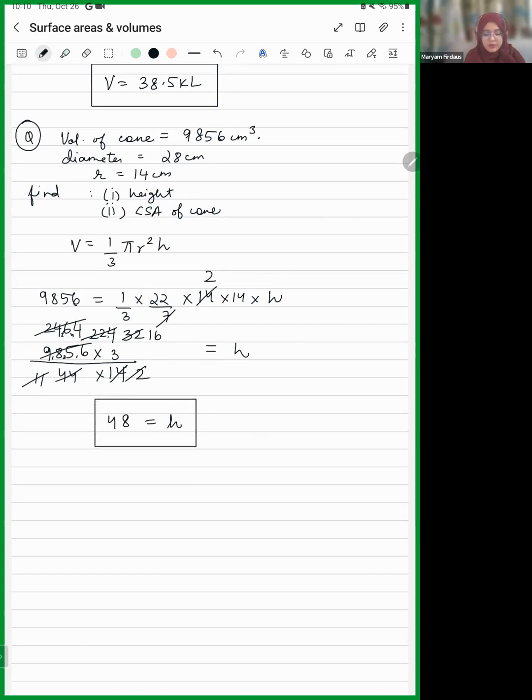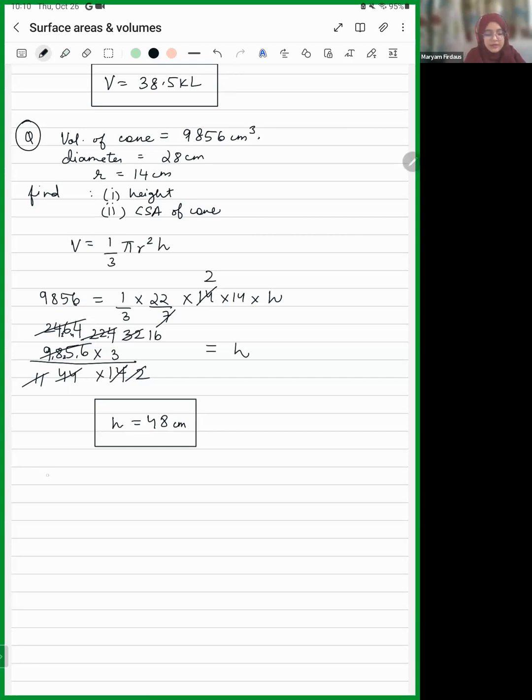Or we can write it the other way. H is equal to 48. 48 what? 48 centimeters. Now we do not have to square. Height will be in which unit? Only centimeter. Only centimeters.